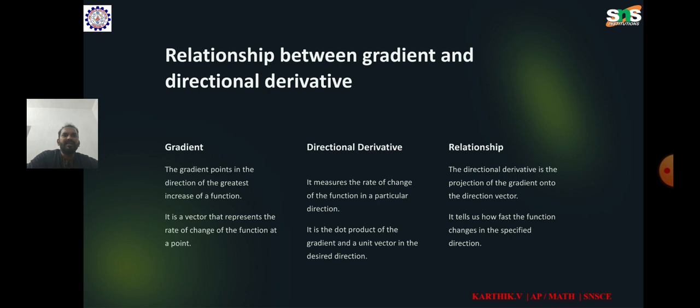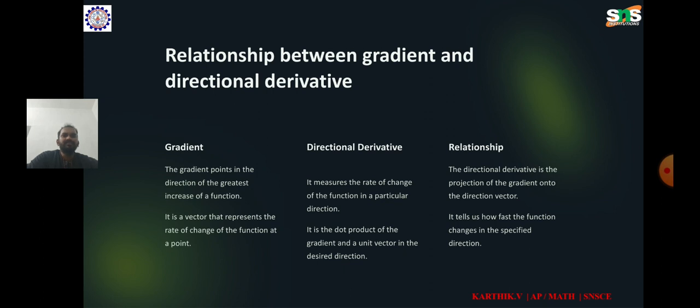Relationship. The directional derivative measures the rate of change of the function f in a specific direction. Gradient direction. The gradient of f at a point indicates the direction of steepest ascent of the function at that point.